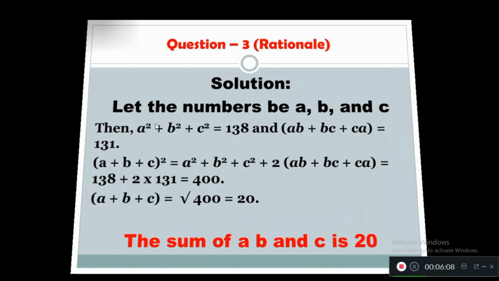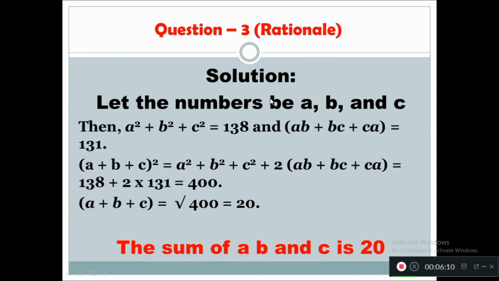Now let's see the sum. Let the numbers be A, B and C. You can also keep X, Y, Z as you wish. Then the sum of squares of the three numbers, a square plus b square plus c square, is equal to 138, and when the two numbers are taken together and we add those products, it gives 131. That is the two-number products ab, bc, ca.